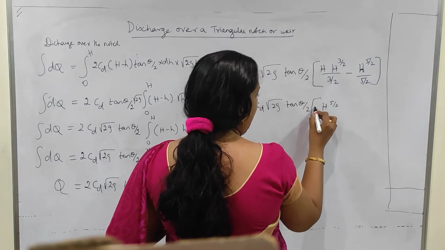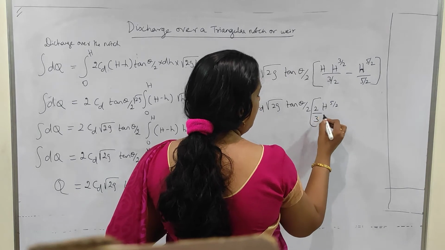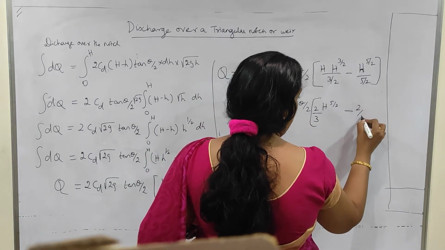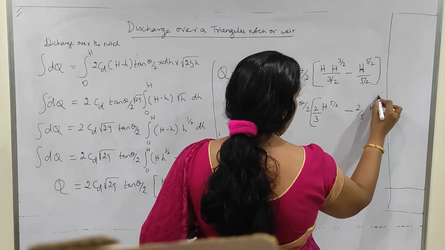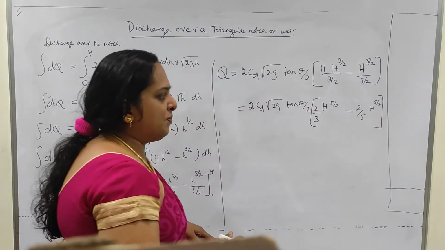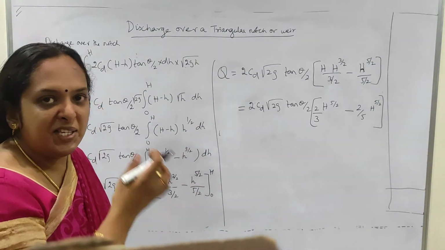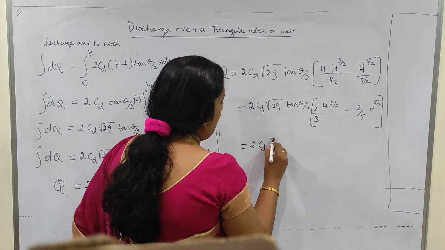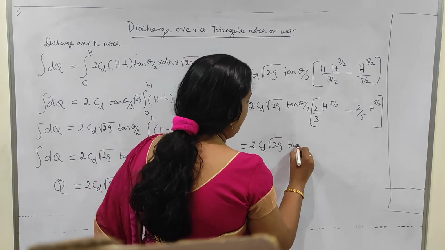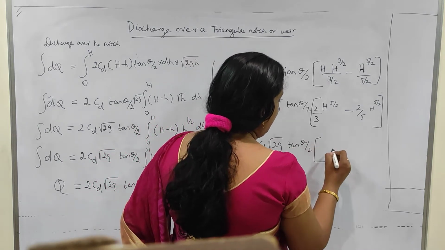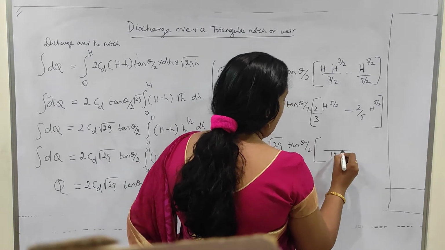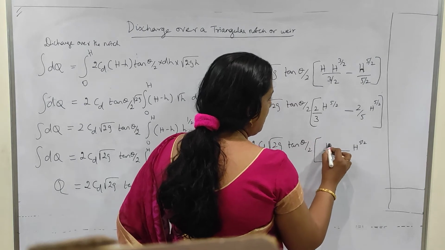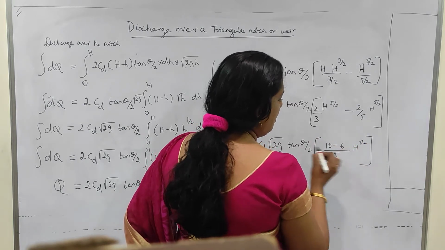And 3 by 2 I can write as 2 by 3. So 2 by 3 h to the power of 5 by 2 minus 2 by 5 h to the power of 5 by 2. Both are h to the power of 5 by 2. Now I can take the LCM here. So it is 2 Cd into root 2g into tan theta by 2. When I take the LCM, how much is it? 15. H to the power of 5 by 2 is common, so I can take it out like this. So 5 twos are 10 minus 6. So this will be my equation.